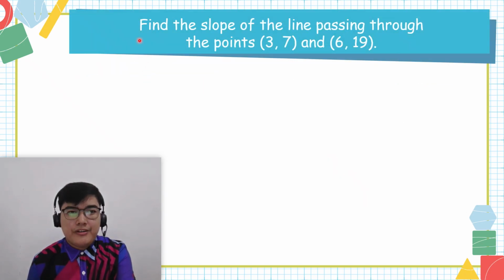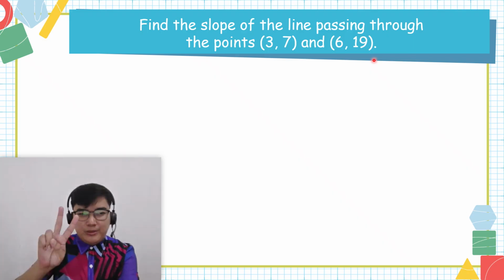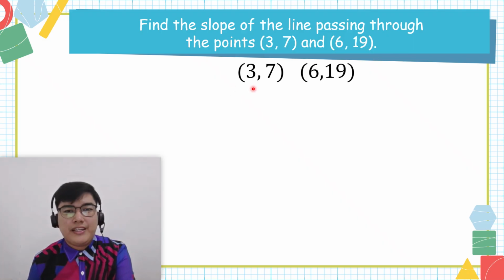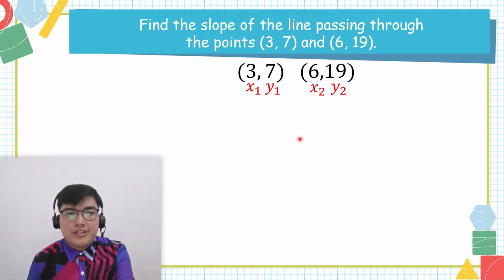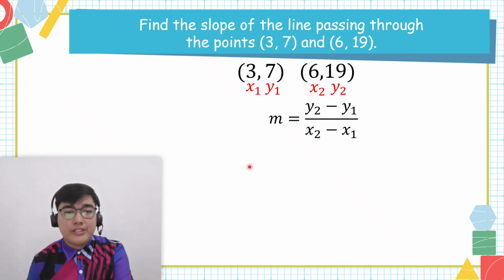Another example: find the slope of the line passing through the points (3, 7) and (6, 19). As you can see, we are now getting the slope given two points. Since we have two points, we can represent these as x sub 1, y sub 1, and x sub 2, y sub 2. The formula to find the slope given two points is m equals y sub 2 minus y sub 1 over x sub 2 minus x sub 1.